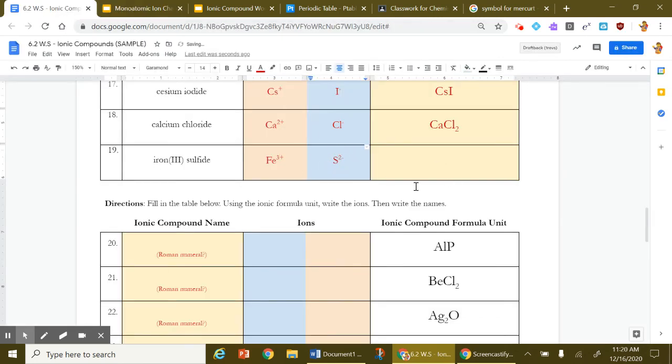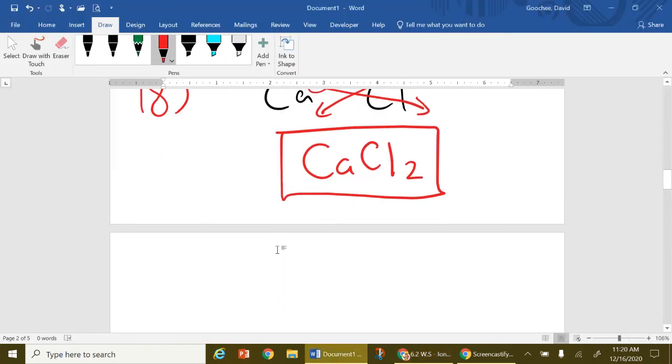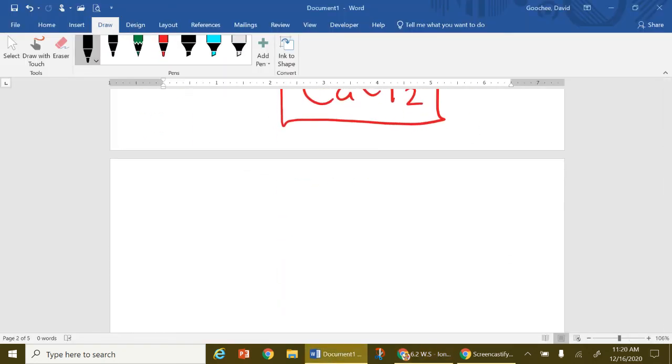All right, so how do these things go together? These are my favorite ones to crisscross, okay? So here we go. Let's do it. Number 19. If you want to do this on a separate sheet, that's fine. All right, let's see here. So Fe 3 plus and sulfide S2 minus.